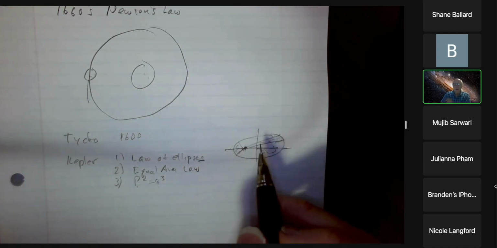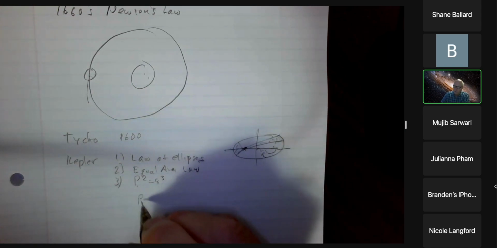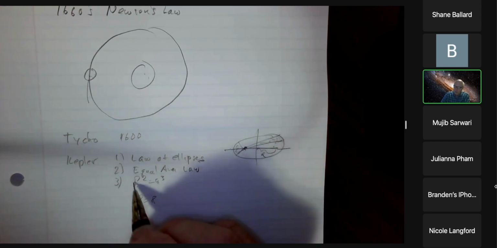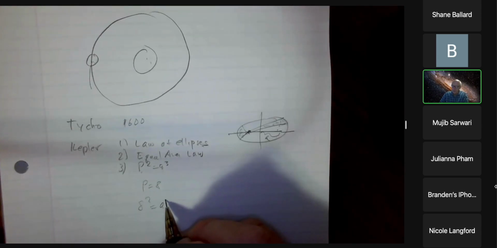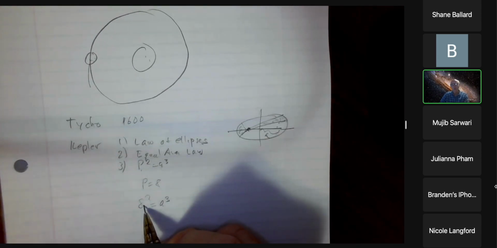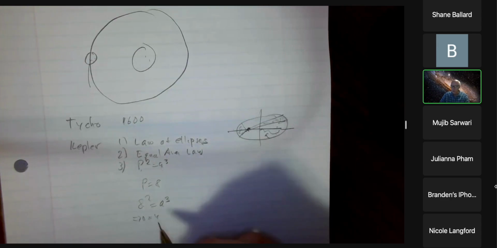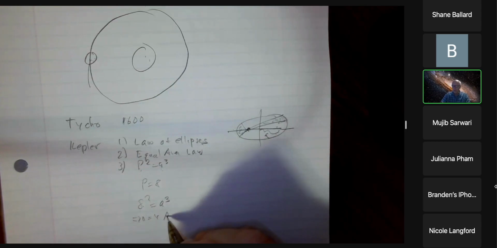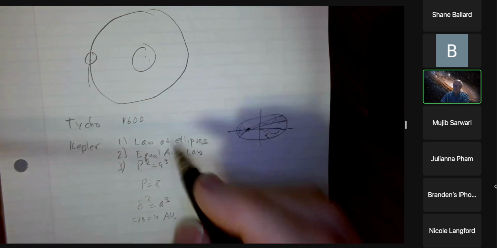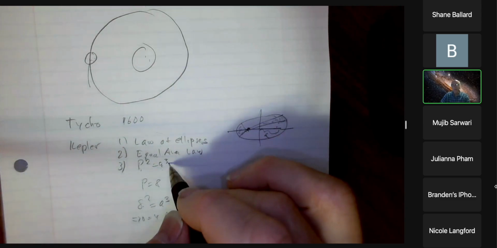Let me just give you a very simple example. If you had a new asteroid you had just discovered, and the orbital period was 8 years, then you could plug that into this formula, and you'd end up with 8 squared, which is 64, and the cube root of 64 is 4. That implies that a is equal to 4. So the orbital size of that asteroid would be 4 astronomical units.